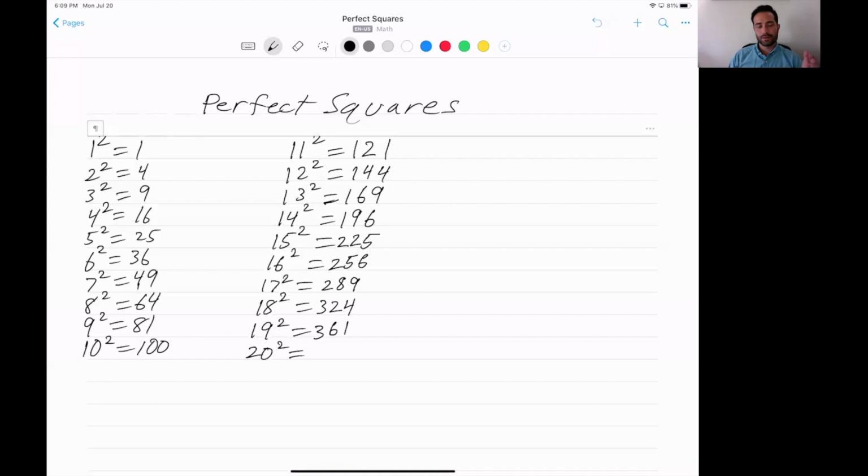All right, and our last one here is 20 squared. Here's what's cool about multiplying numbers that have zeros at the end. All you have to do is multiply the numbers that are not zeros. So what is 2 times 2? 4. And then I have a 0 and another 0 from the other 20, so I just put 2 zeros, and it's 400.